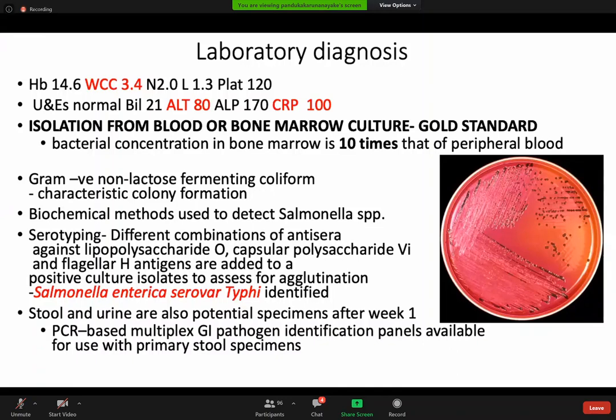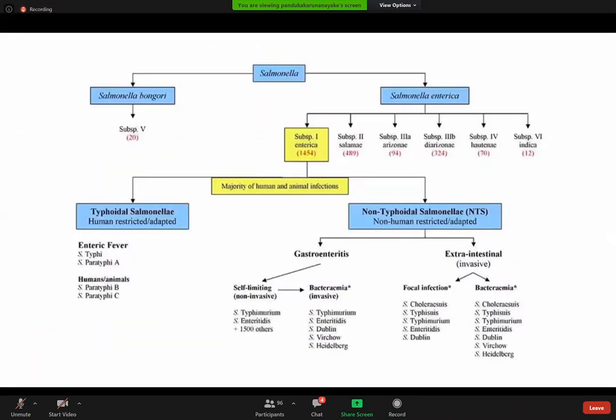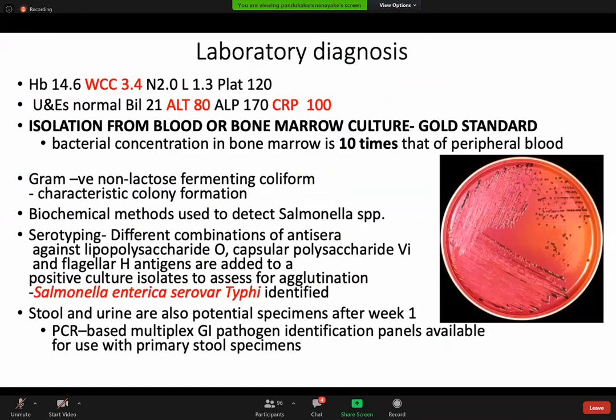And it's also important to note that after the first week, you can also do cultures from stool and even from urine. But the sensitivity of stool culture is poor in comparison with blood, approximately 40%. Sorry, Dr. Panduka, just go back one, please. And please note that you can also do PCR-based assays for identification of Salmonella species using stool specimens. Okay, let's go on.